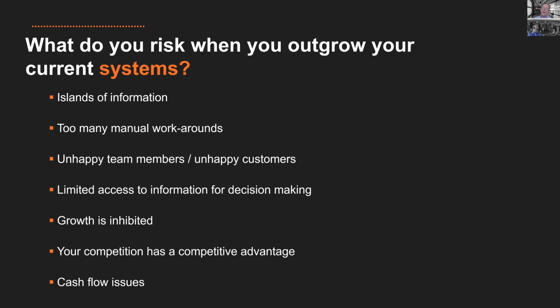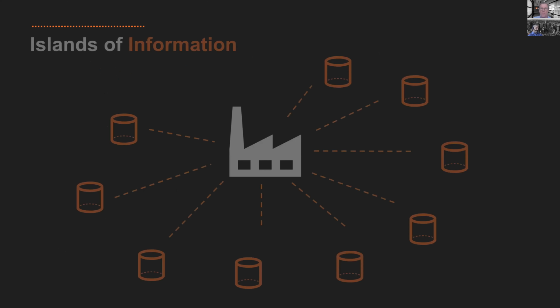So what do you risk when you outgrow your current systems? Leverage Technologies has worked on about 300 ERP implementations over the last 16 years. What we found is that the common aspects people all too often talk to us about are islands of information, manual workarounds, limited access to information for decision-making, and inhibitors to growth. I'm sure for a number of people on the call today, these are common themes across systems that you have outgrown and are looking to move towards better, newer technology.